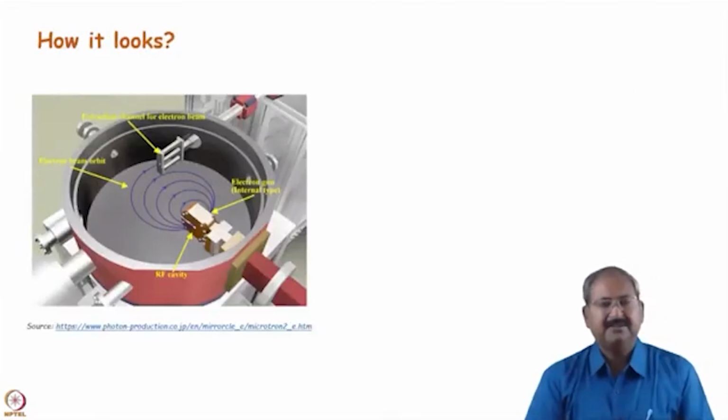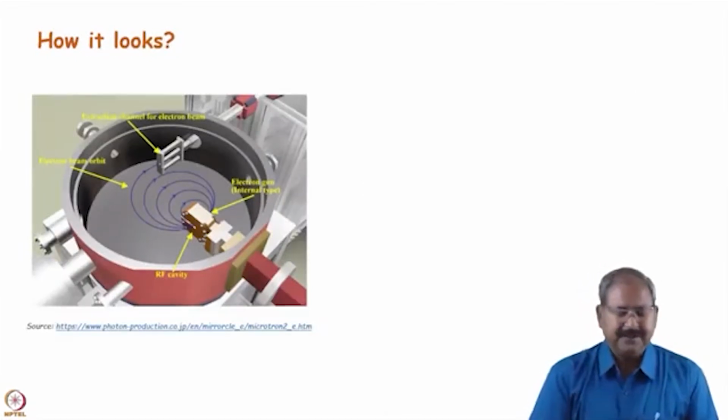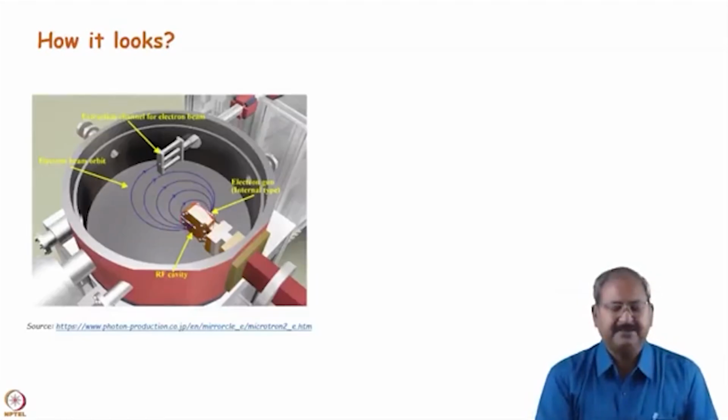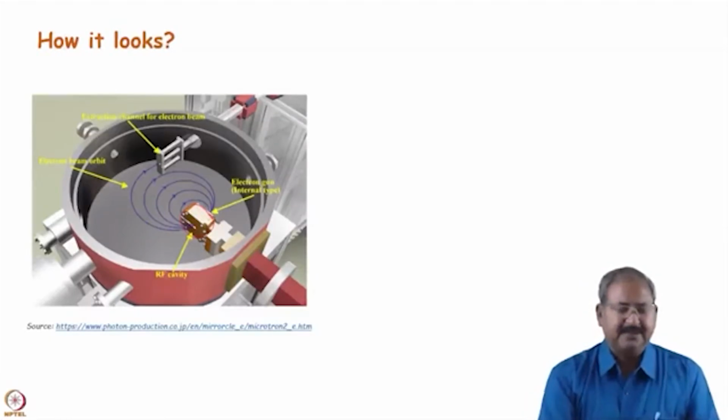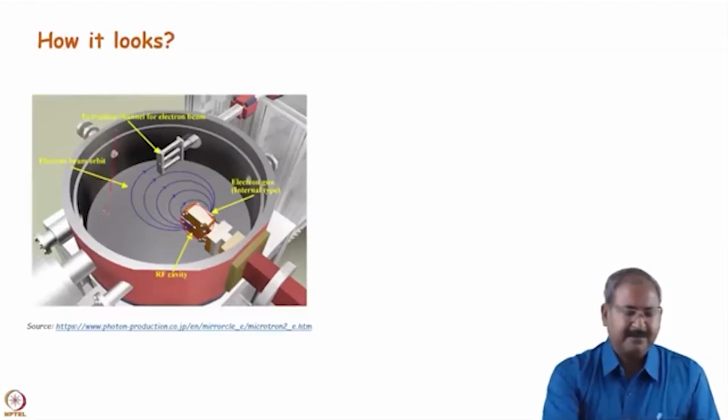Now, how does the microtron look? You can see that inside the RF cavity there is a cathode by which we get the electrons. And here, in the direction perpendicular to this, there is a magnetic field.